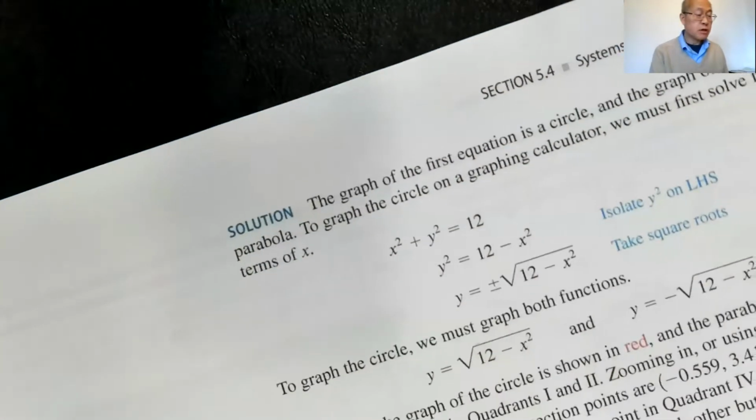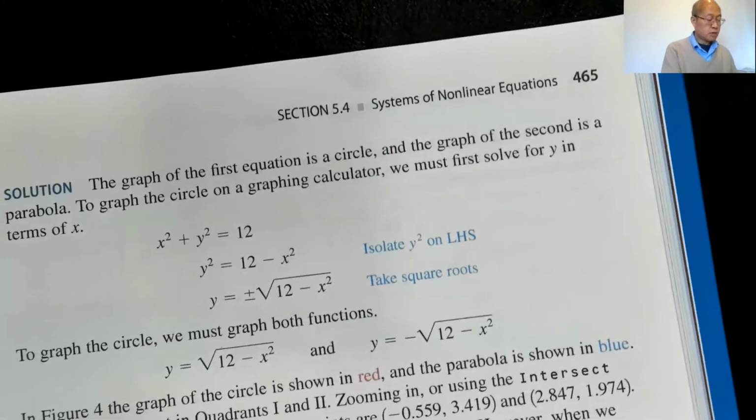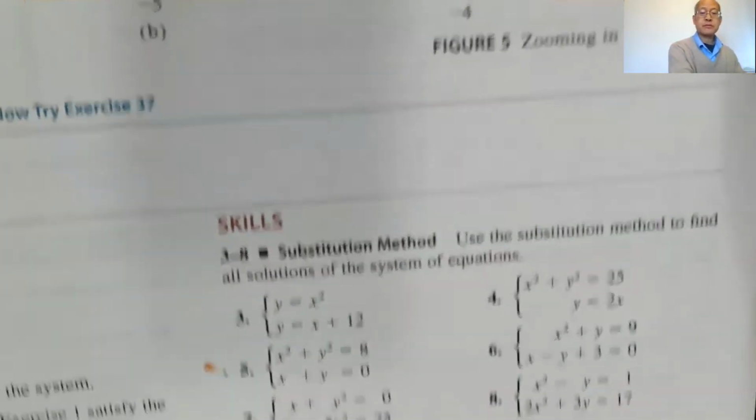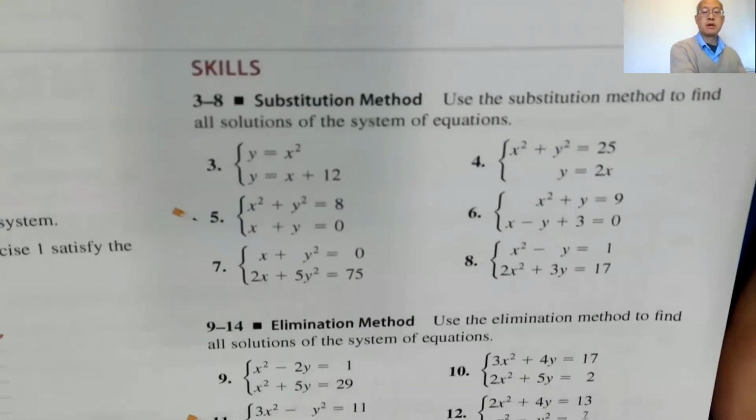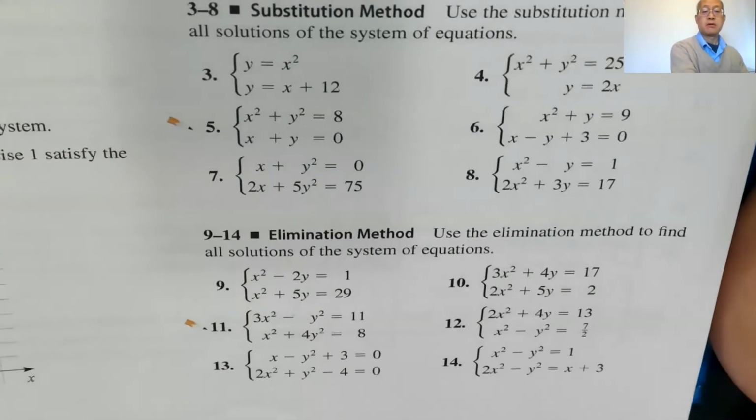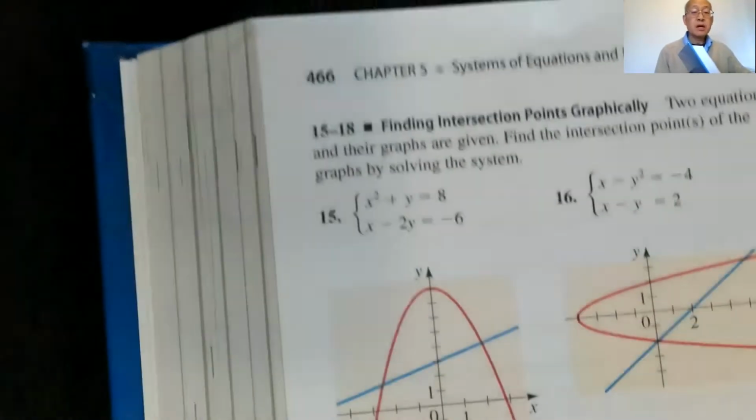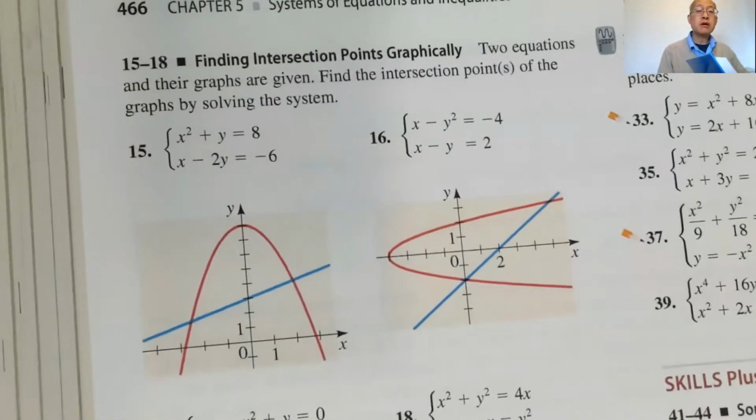This is section 5.4, systems of equations. So let me show you the homework. So we have 3 to 31 odd, page 465. Page 466.